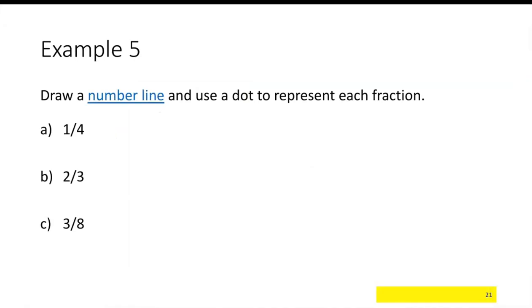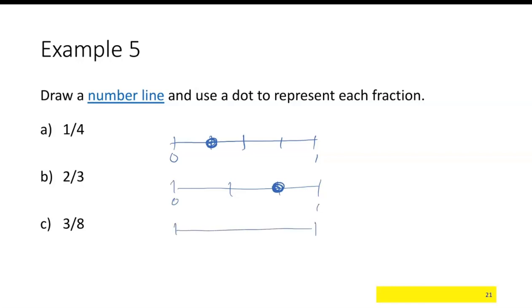So if we're going to draw the number line, like for 1/4, basically you know where your 0 and 1 is. Your denominator tells you how many pieces to break it into, and then you put a dot at the appropriate place. So 1/4 would be about there. For 2/3, I would break it into thirds, and I put a dot at the second tick mark. And then 3/8. So you're breaking the halves, quarters, and then eighths. 3/8 would be about there.